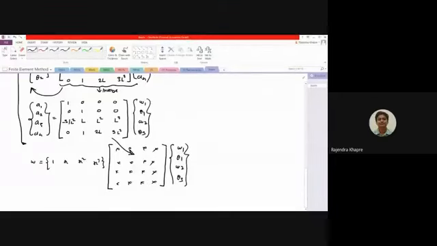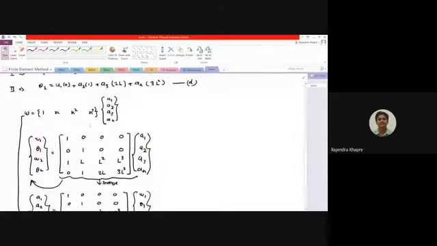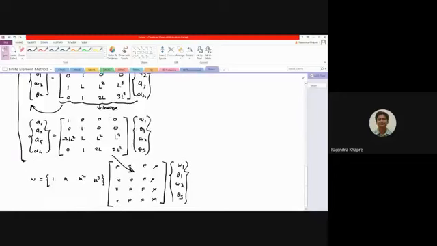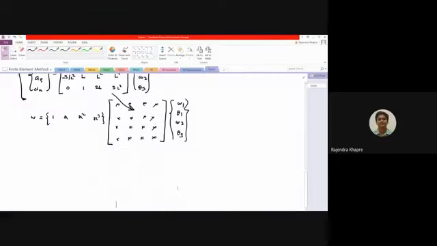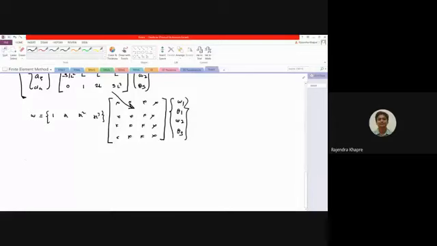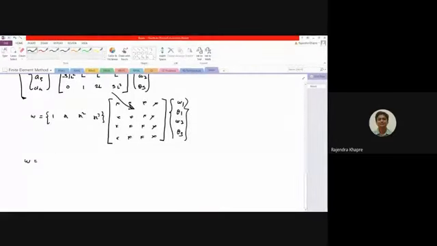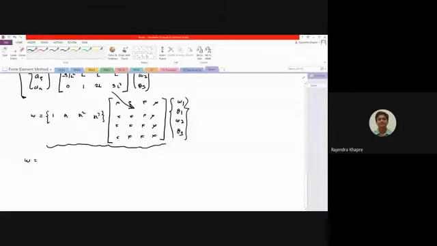Now you see, earlier the value of w was depending on x and the constant values. But now the value of w depends on the nodal displacements. So w now depends on the value of w1, theta 1, w2, and theta 2. Here this is w, and the product of this matrix is called the shape functions.